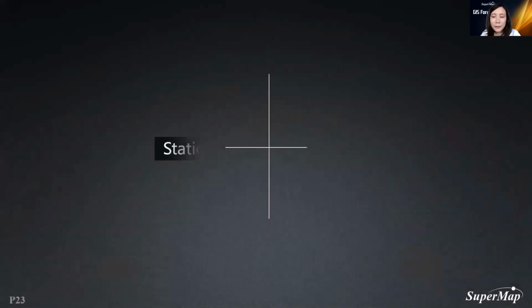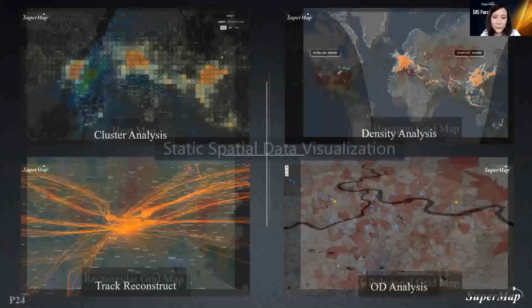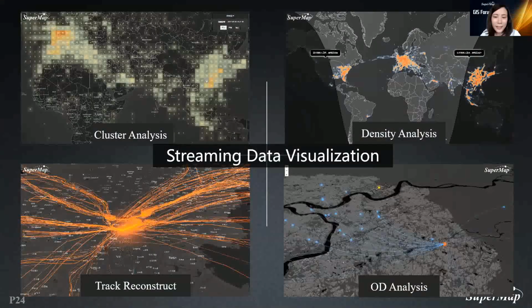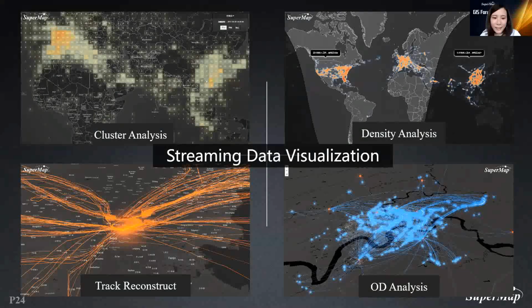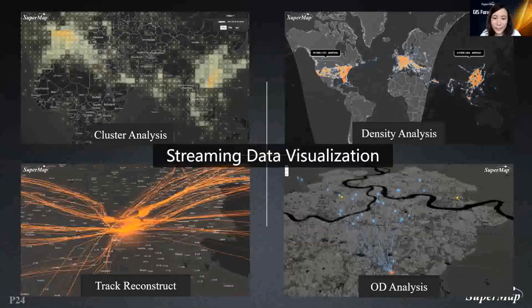So literally speaking, we could use aggregating algorithms to help us get a more readable map for data visualization. And for statistical spatial data visualization, there are heat map, hexagon grid map, rectangular or polygon grid map. And for streaming data visualization, there are cluster data analysis, density analysis, track reconstruction, like I just mentioned, and OD analysis.